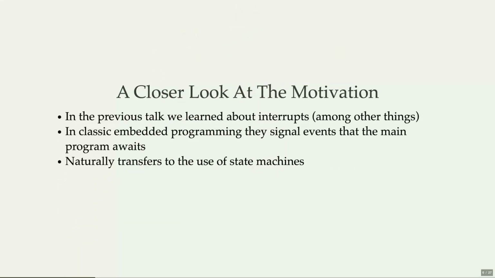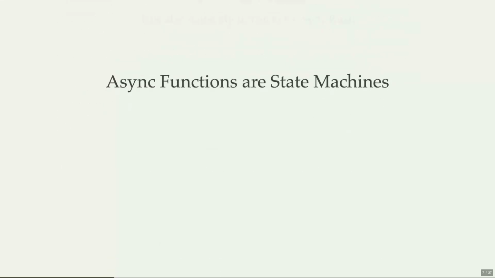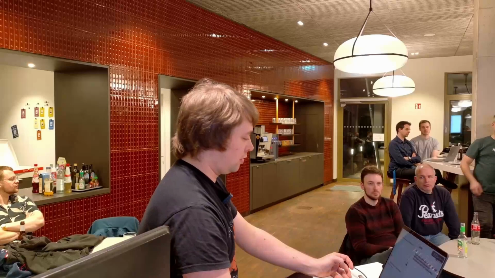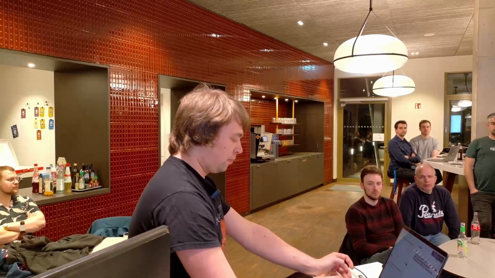And I'm going to highlight some words now. In classic embedded programming, interrupts signal events that the main program awaits, and this naturally transfers to the use of state machines. Now, seeing these three words highlighted there, I can also tell you this also naturally transfers to async Rust. Why is that? Well, the answer to this is that async functions are actually state machines. So we can make use of the async ecosystem to actually model state machines. And we can write embedded programs with that.